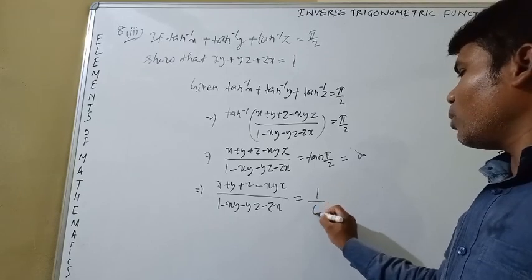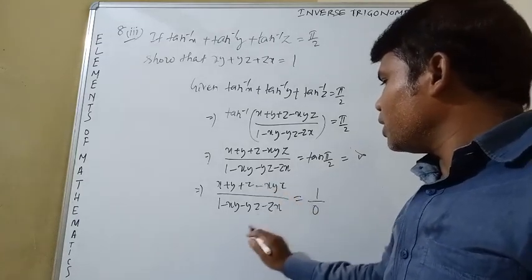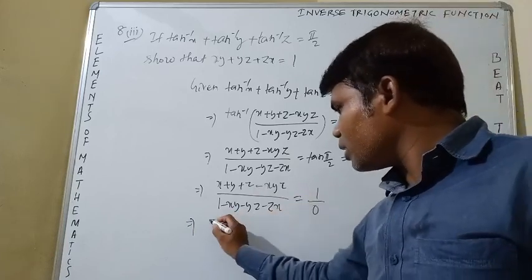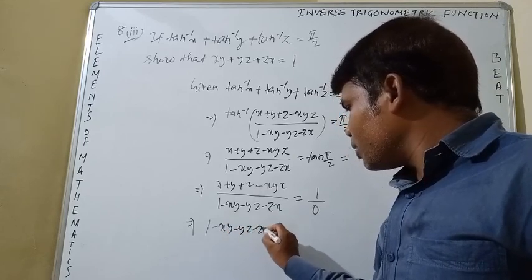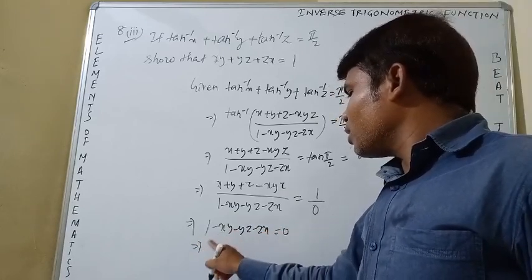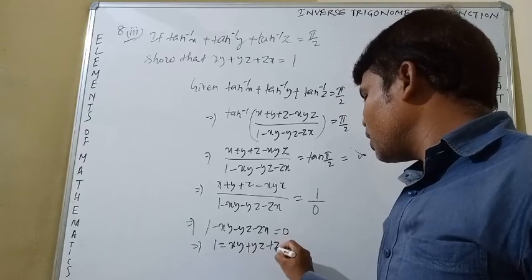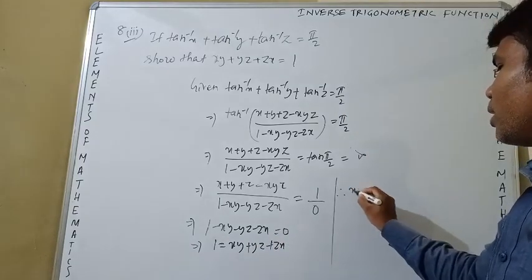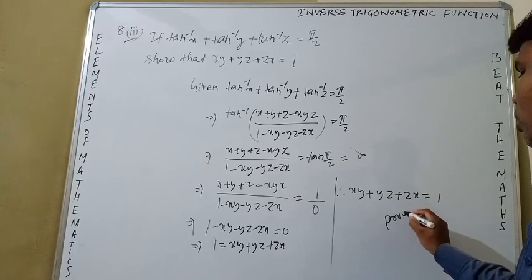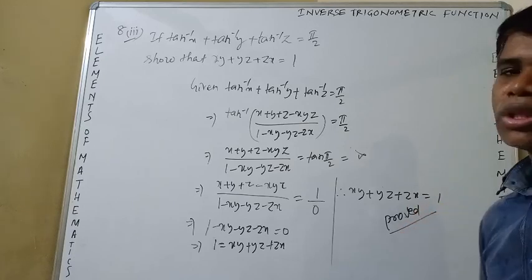We can write infinite as 1 by 0. Now you cross multiply it: 0 into this is equal to 0. So 1 minus xy minus yz minus zx is equal to 0. This implies 1 is equal to xy plus yz plus zx. Therefore xy plus yz plus zx is equal to 1. Proved. Pause the video, note it down.